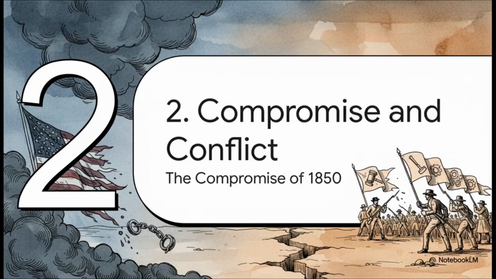And into this mess steps Senator Henry Clay, a guy known as the Great Compromiser. He took all these competing demands and bundled them into one giant bill, hoping he could just solve everything in one go. But the debate that followed, man, it was one of the most intense in the history of Congress.